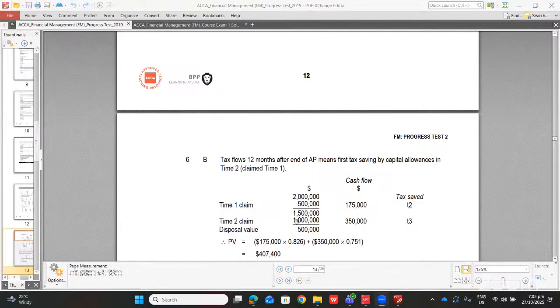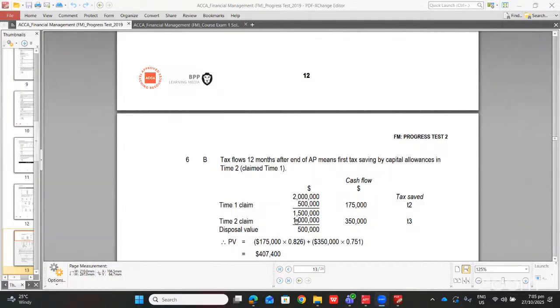How do we know that? Remember, when you purchase an asset on the first day of the accounting year, in this case it was the first day, and tax is paid in arrears, and if we don't remember this rule, we can put it down. Whenever tax is paid in arrears and you purchase an asset on the first day, the first tax savings will occur in time 2, right? If you had purchased it on the last day of the accounting period, then the first tax savings you would have seen would be in time 1, right? But in this case, you purchased it on the 1st of April.